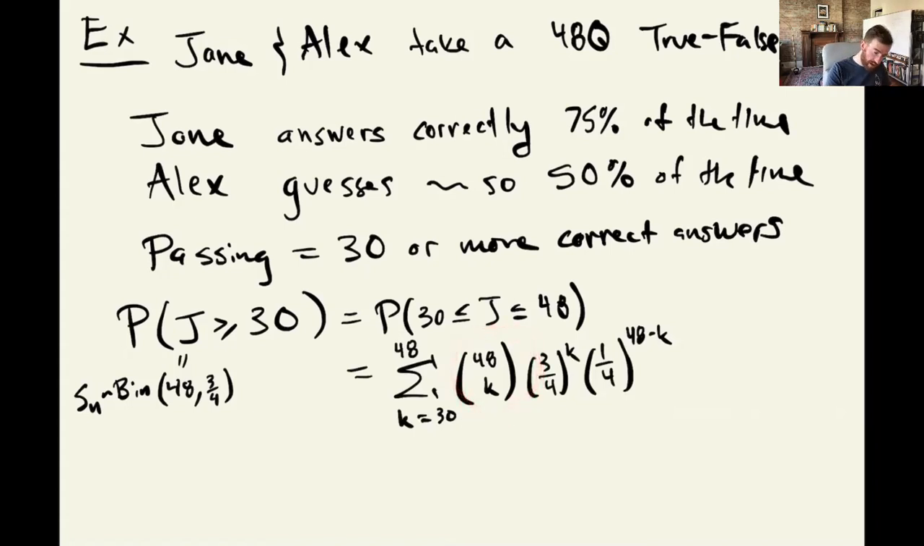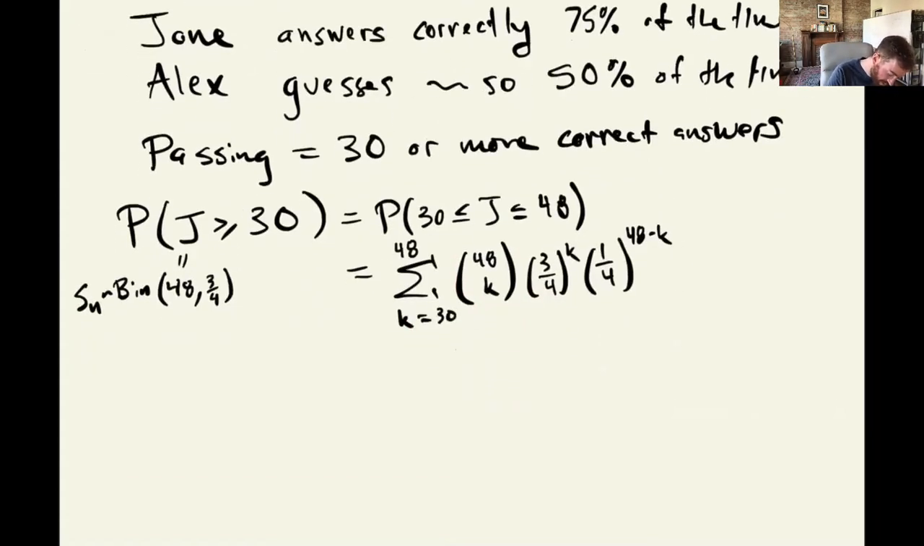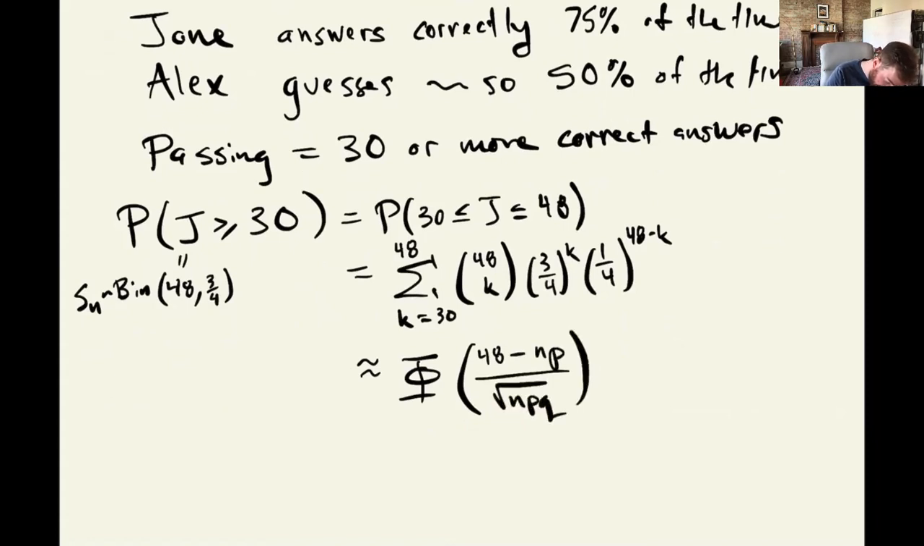So if we instead apply the baby central limit theorem, we can say that this is approximately equal to phi of, so first I have to do b here, right? So that's 48 minus n times p divided by the square root of npq. And this is then going to be subtracted from phi of 30 minus n times p over the square root of npq.